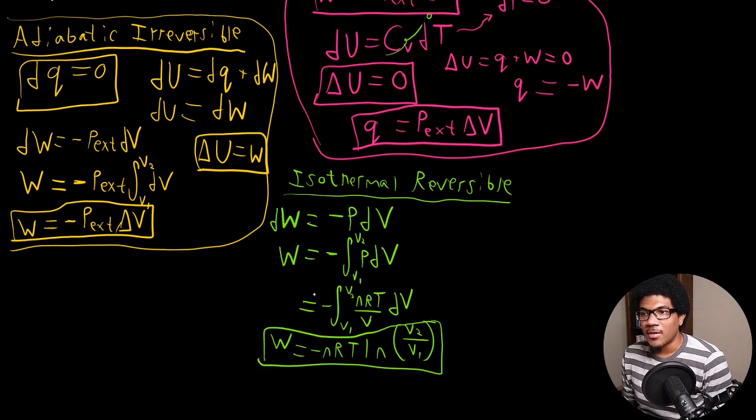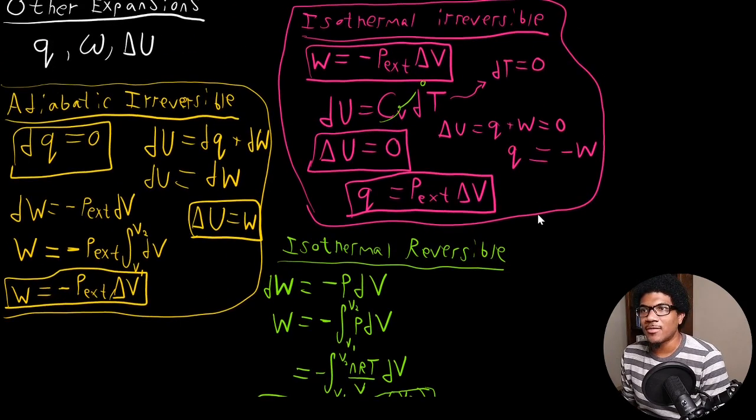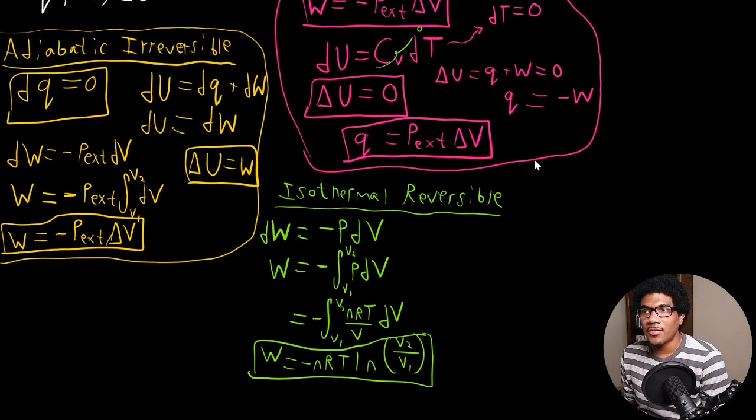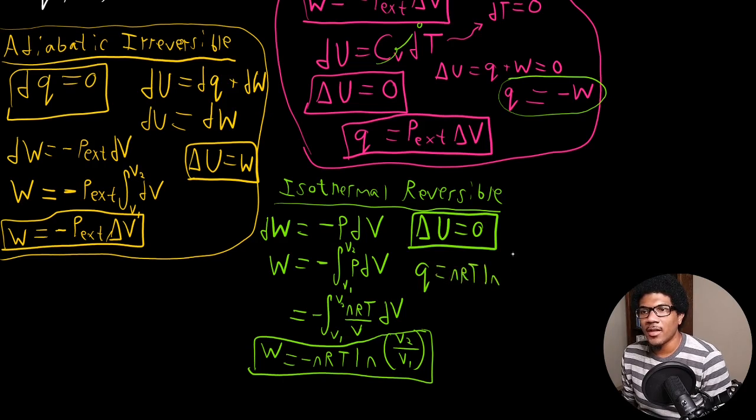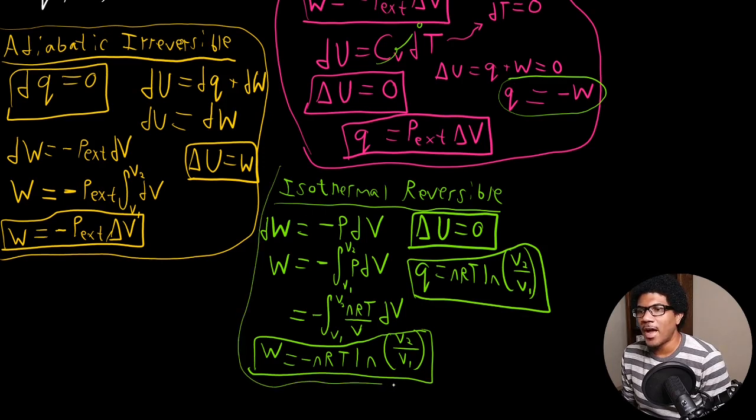Now, for this case, if it's isothermal, just like we saw above in the isothermal irreversible case, delta U is also going to be 0 for an isothermal reversible expansion. So delta U is going to be 0, and this same relationship between Q and W exists. So that means that Q, for this case, would just be nRT ln V2 over V1. Right, so that's going to be Q, W, and delta U for an isothermal reversible expansion.